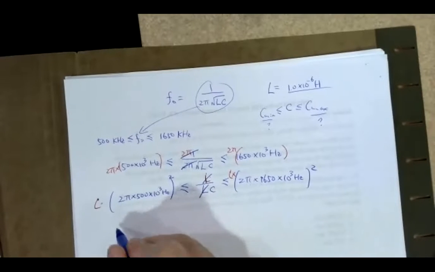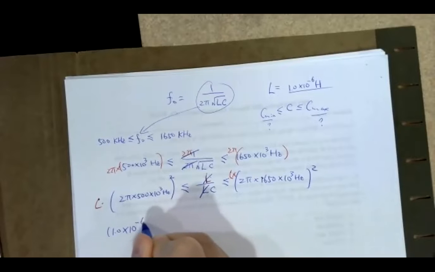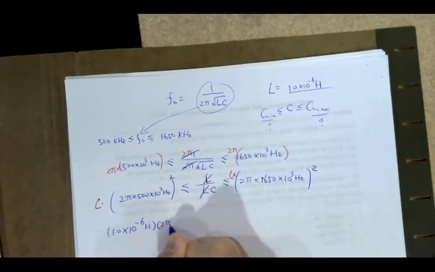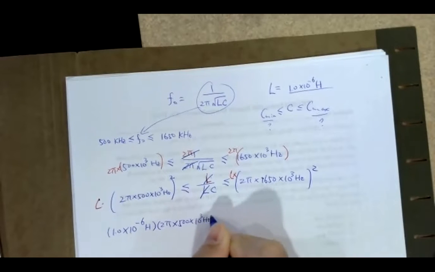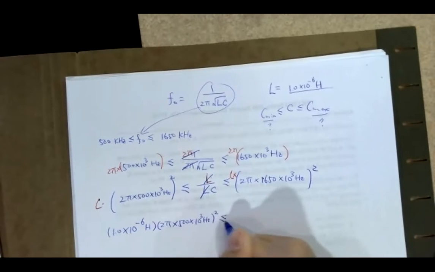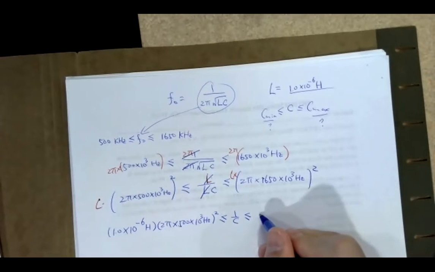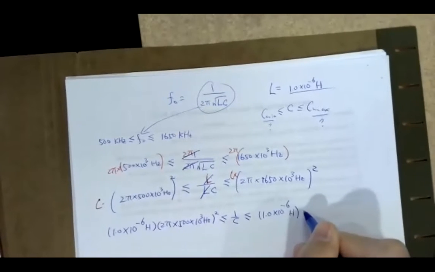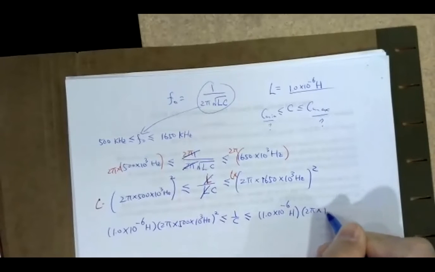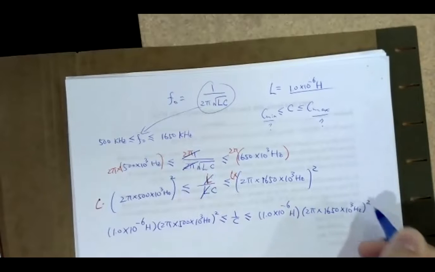So then you can put the numbers in now: 1.0 times 10 to the negative 6 Henry times 2 pi times 500 times 10 to the third hertz, squared, less or equal to 1 over C, less or equal to 1.0 times 10 to the negative 6 Henry times 2 pi times 1650 times 10 to the third hertz. Okay, and then square it.